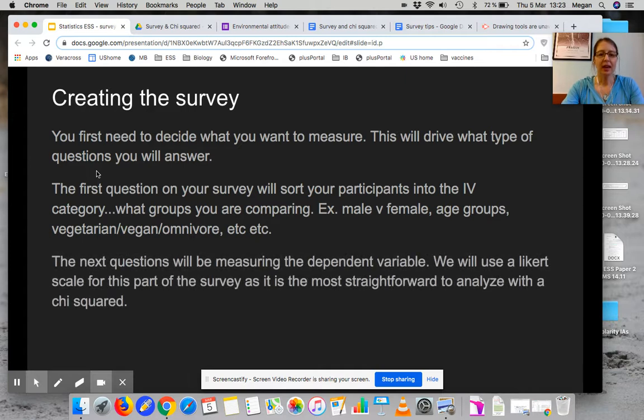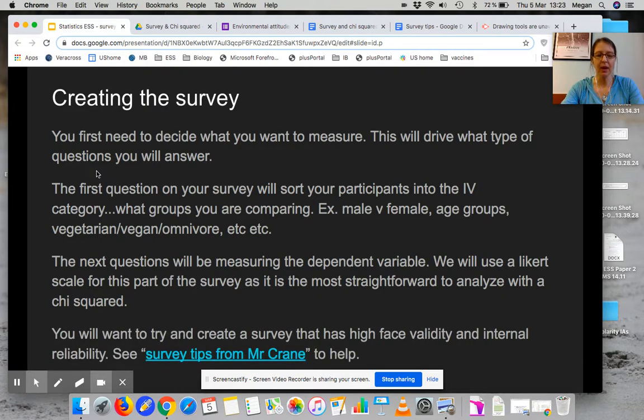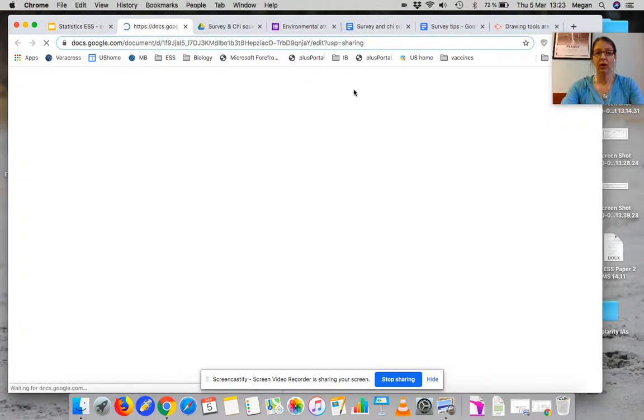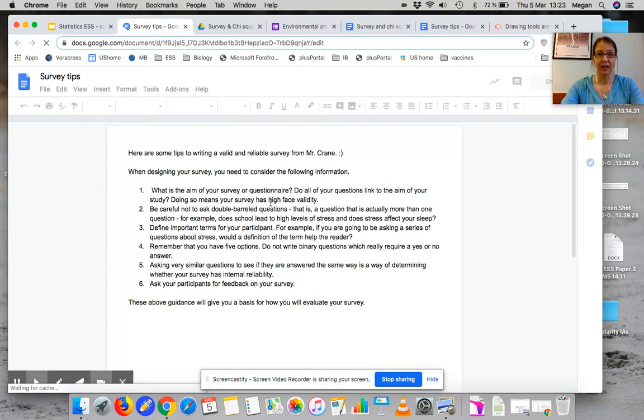And then the next question is going to be measuring, that's the rest of the survey. So we're going to use a Likert scale to do this, because that's the most straightforward. It's this 1 to 5 scale. And when you're creating your survey, there are some tips that I highly recommend looking into that Mr. Crane has put together about how to make a valid and reliable survey. If you click on that link, it's going to take you to his tips.